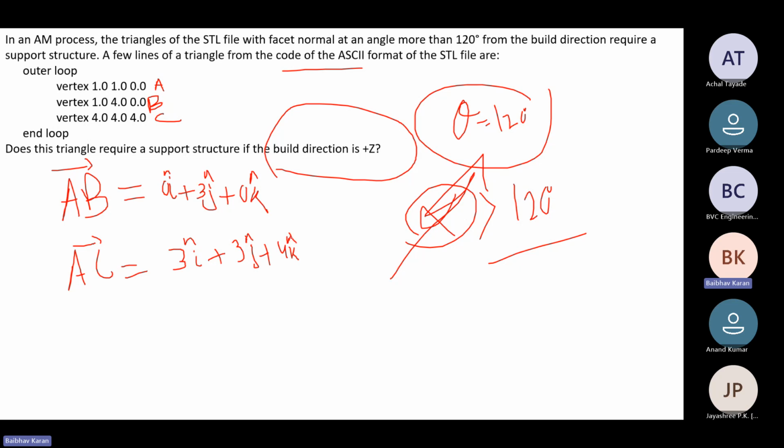There are three vectors given. I am just finding the direction vectors AB and AC. Then how will you calculate the unit normal? Unit normal will be cross product AB cross AC. So the normal vector will be this cross this. What is the cross product of these two?